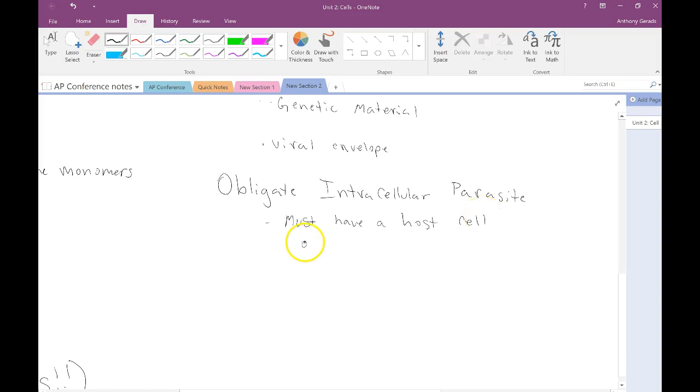And it's specific. For instance, one of the biggest ones we talk about is HIV. And do you remember what kind of cell HIV affects? It affects white blood cells, specifically white helper T cells. Yeah, so it's going to only infect our white blood cells. It's not like our cold, it's going to affect our respiratory tract or anything like that. It's going to purely affect our white blood cells.